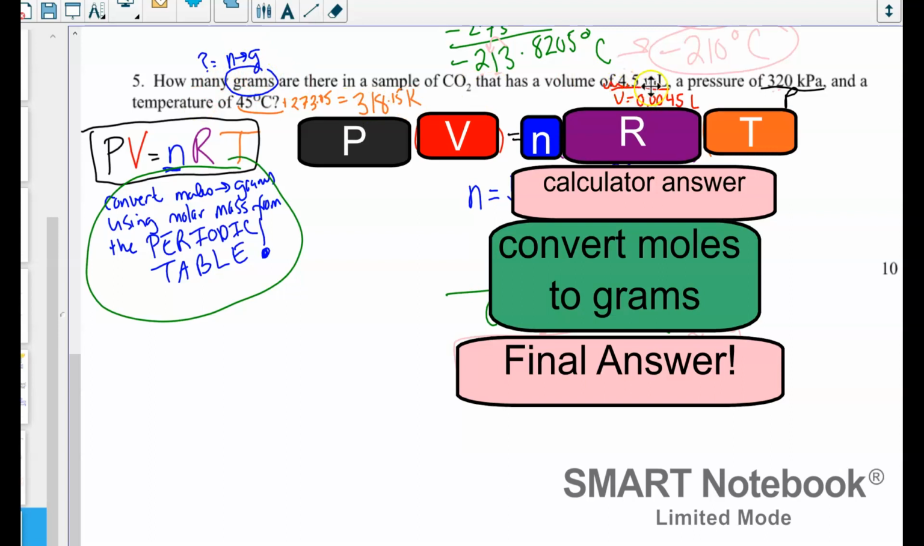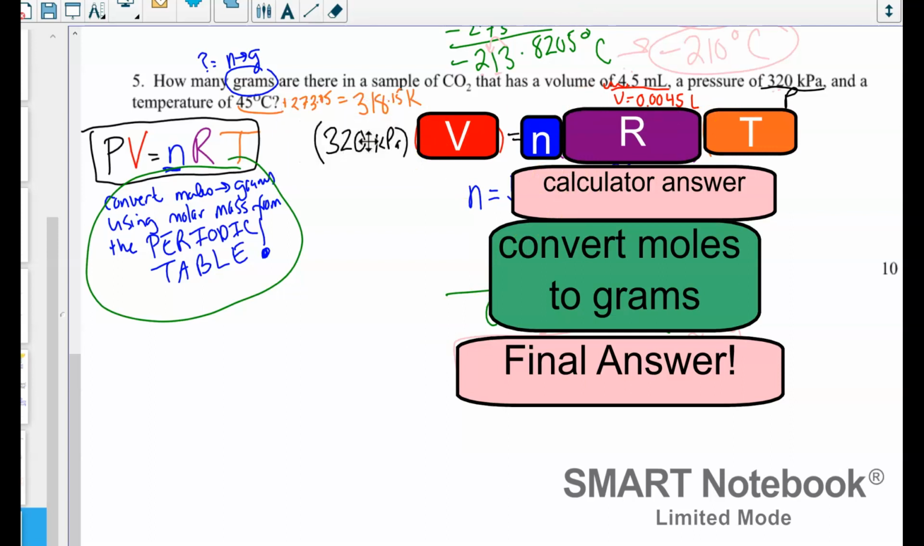The volume is 4.5 mL. To make it easy, let's put it in terms of liters, so move your decimal 1, 2, 3. Volume is 0.0045 liters. Pressure is 320 kPa, that's fine. 45 degrees Celsius, though, I need to convert that to Kelvin. So add your 273.15, and now we can start plugging things in.